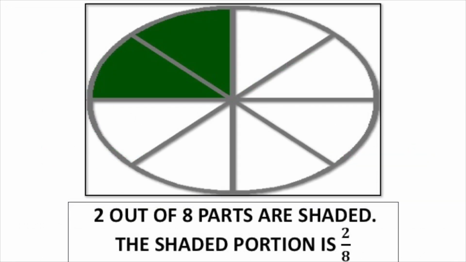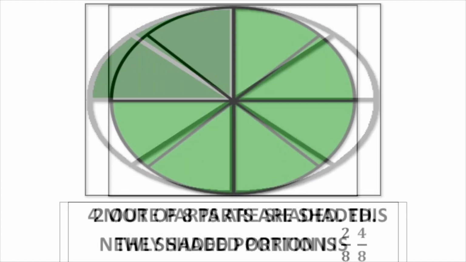So here we have a circle. How many parts? 8. And how many parts in green? 2. 2 out of 8 parts are shaded. The shaded portion is 2 over 8. That's like a proper fraction that we've learned already. But what happens when we add another fraction to this fraction now?